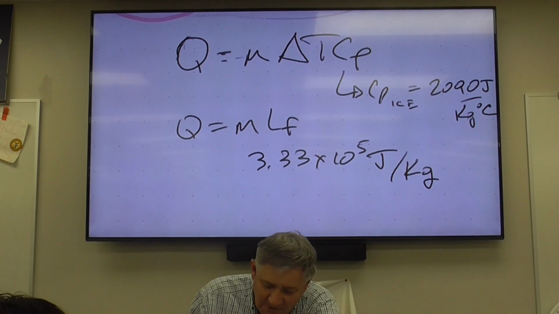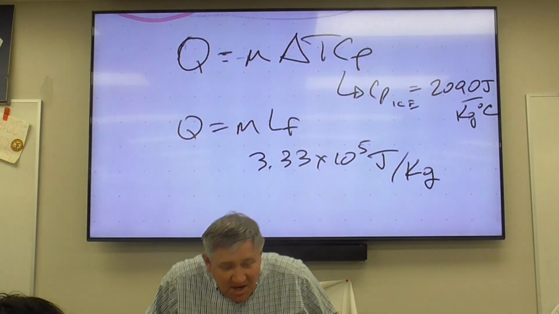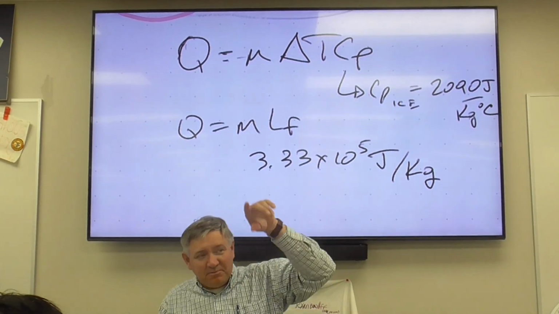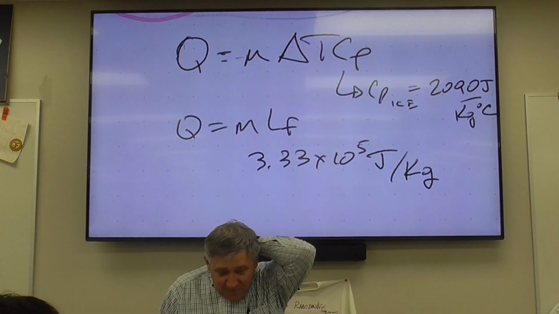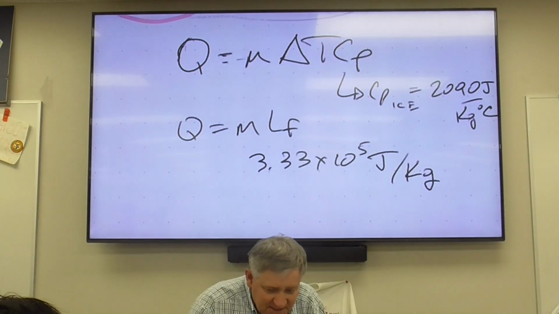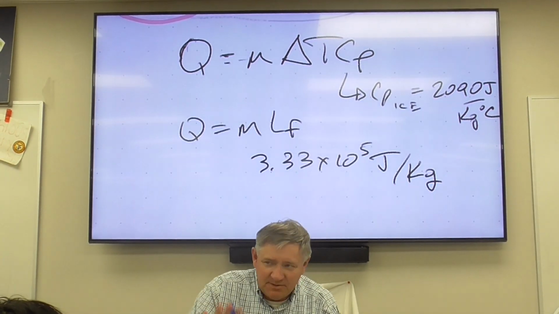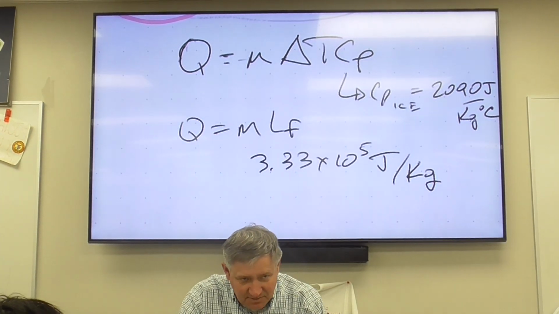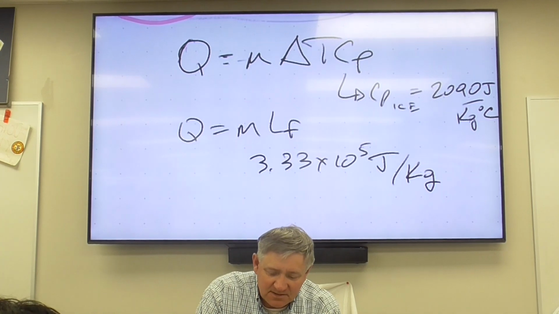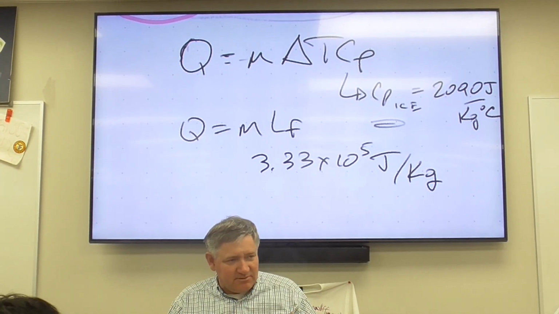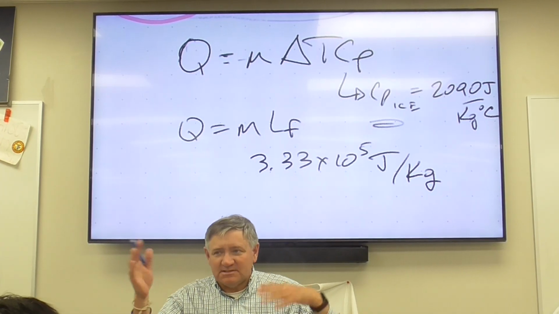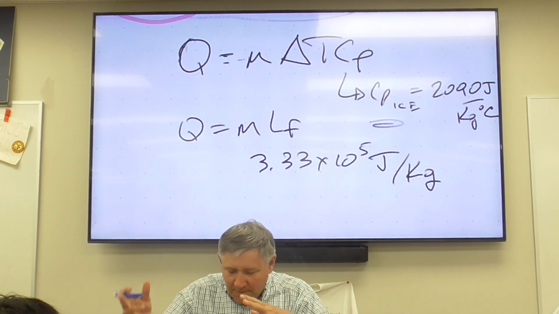So you're gonna need this for one of the problems on your assignment. There's two ways you can calculate thermal energy. One is mass times delta T times C sub P. This is just gonna save you some hassle to look this thing up. The specific heat of ice is 2090 joules per kilogram degrees Celsius. That's how much energy it takes to warm up ice.